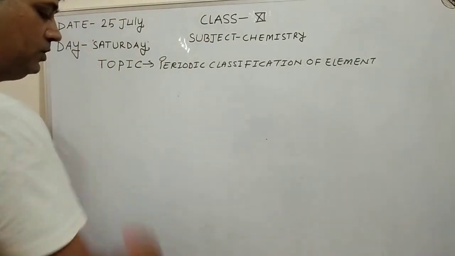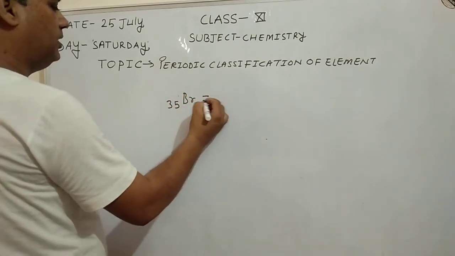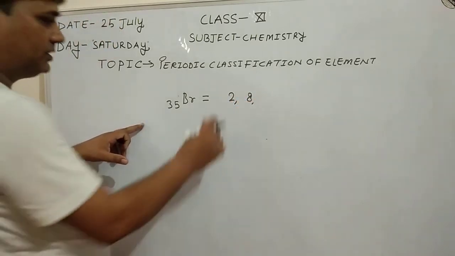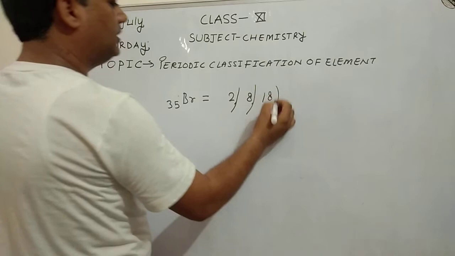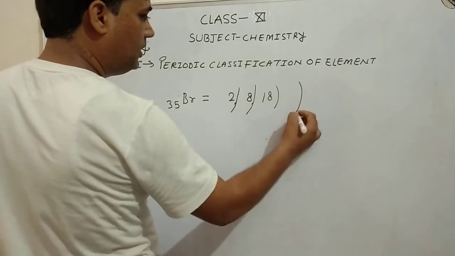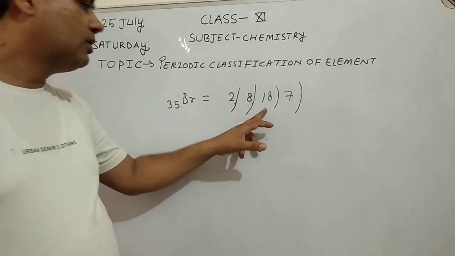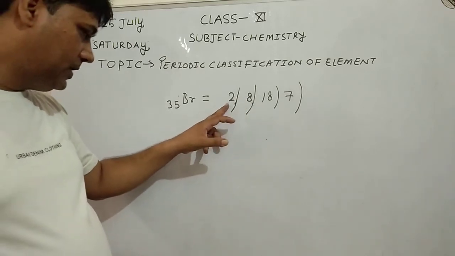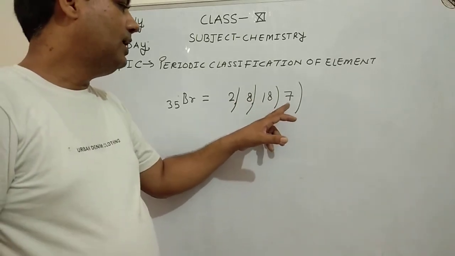Next important point, bromine. Its atomic number is 35. The first shell contains 2 electrons, the second shell contains 8 electrons, and the third shell contains 18 electrons. 18 plus 2 is 20, plus 8 is 28, and the last shell contains 7 electrons. So the maximum number of electrons in the third shell is 18, and the last shell contains 7 electrons.